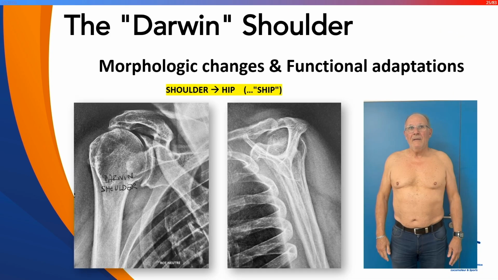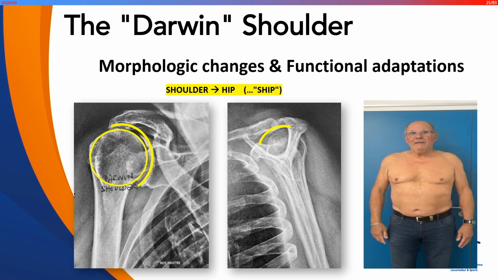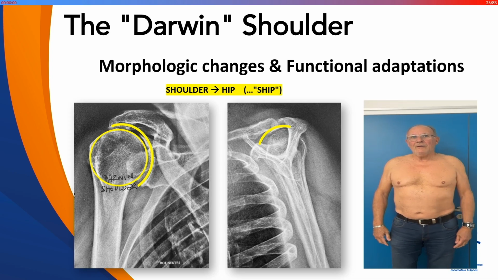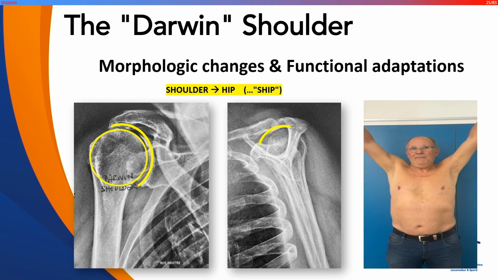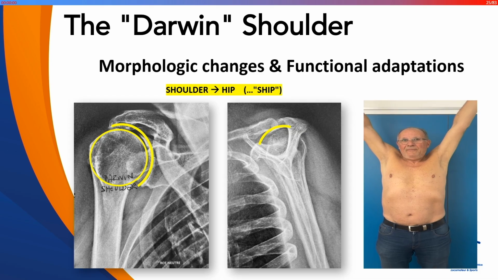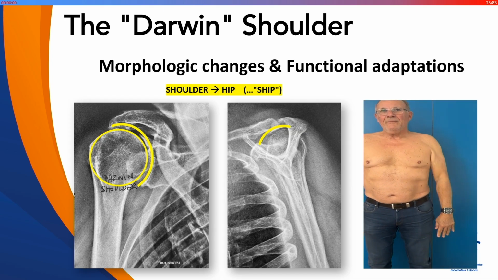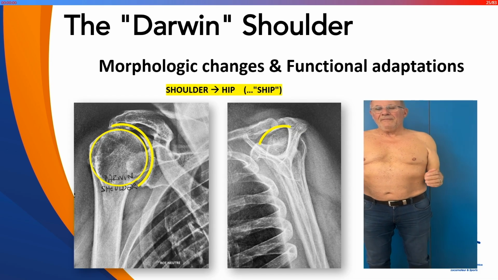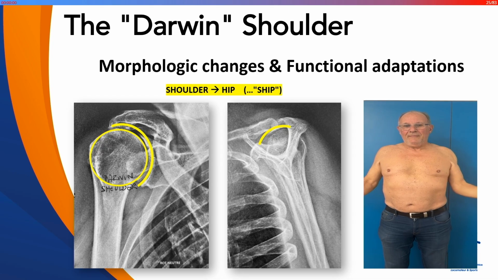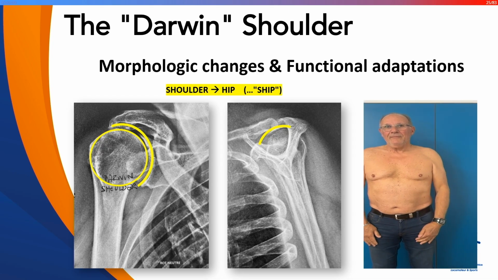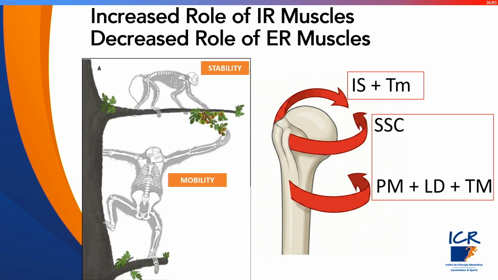This is what I call the Darwin shoulder. These are morphologic changes in the anatomy, but also functional adaptation. This patient has transformed his shoulder into a hip. There is acetabulization of the vault. There is femorization of the humerus. And fortunately, because he has a biceps rupture, he has no pain and good motion. This was very progressive through the years.